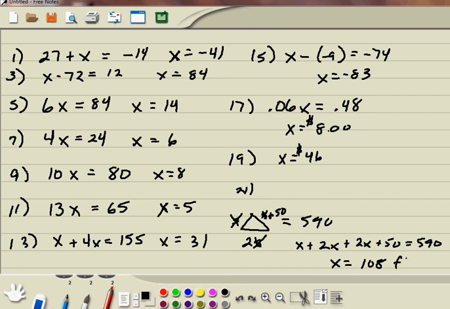So one of them's 108 feet. The other one's 2 times it, that's 216. And the other one would be 266. That's why it's the level 3 problem. It's a little more difficult. All right, if you did well on that, move on and try the evens.